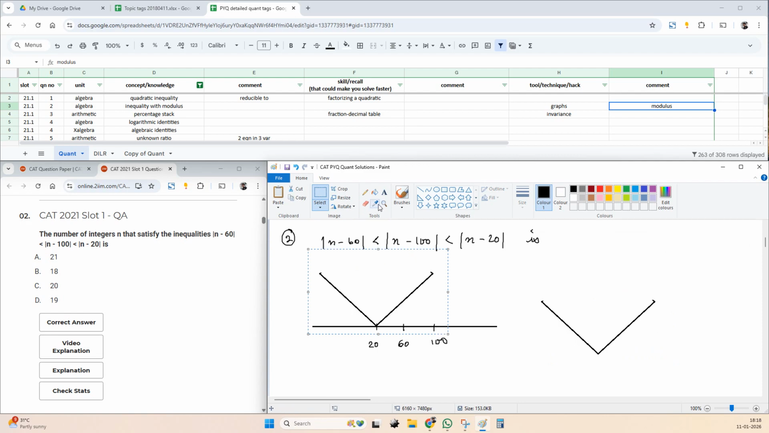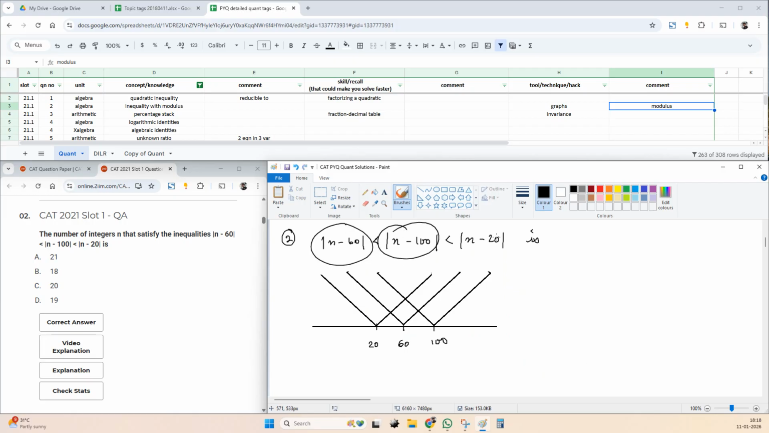|n − 20| is going to look like this. Forgive the drawing. It is going to be a V shape and it's going to be shifted right from n equal to 0. I'll explain in more detail after I solve this. Then I'll have my |n − 60| here, and I'll have my |n − 100| here. The difference between 20 and 60 is 40. 60 and 100 is also 40. So we can separately plot these three things.